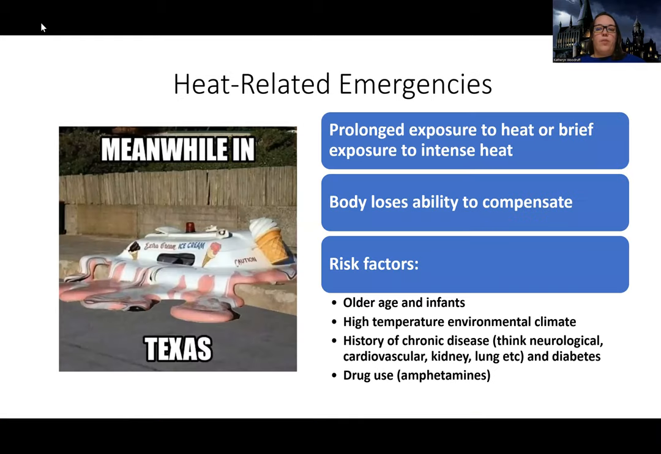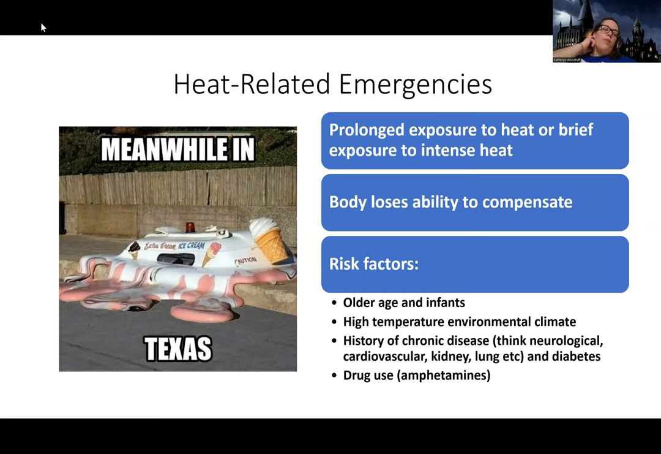So let's look at some of these risk factors. Other risk factors would be, like I already talked about, older age and younger, because as you get older, your temperature regulation gets worse, and when you're younger, you don't yet have it, especially infants. Climate can make a difference. Chronic disease, and think any sort of neurological chronic disease, cardiovascular, kidney, lung disease, all the chronic stuff, or history of those kinds of diseases, can cause a problem. Diabetes also is a risk factor. There's a lot more too. There's a ton of medications and stuff like that. But the other thing I'll say is also some drug use, like amphetamines, can do it.